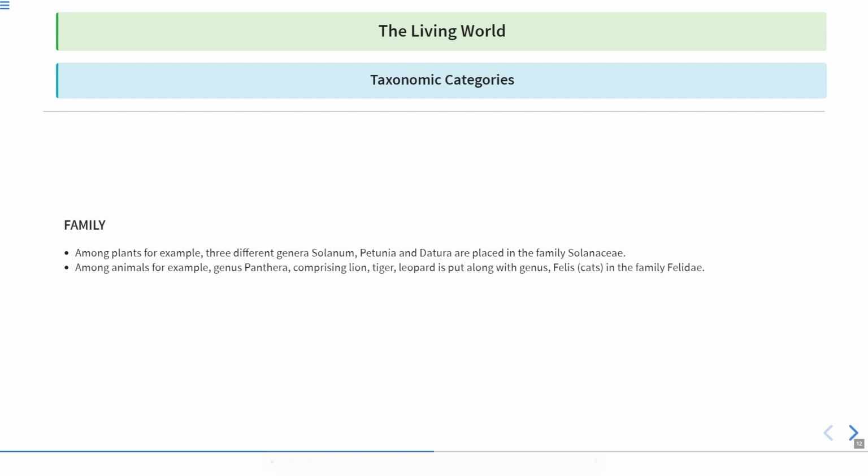Among the animals, the Panthera, comprising lion, tiger, leopard, is put along with the genus Felis in the family Felidae. So at the level of genus, the Panthera and Felis are dissimilar. They are not showing similar characteristics, but yes, they are kept in one particular family that is called Felidae. So at the level of family, they are having common characteristics.